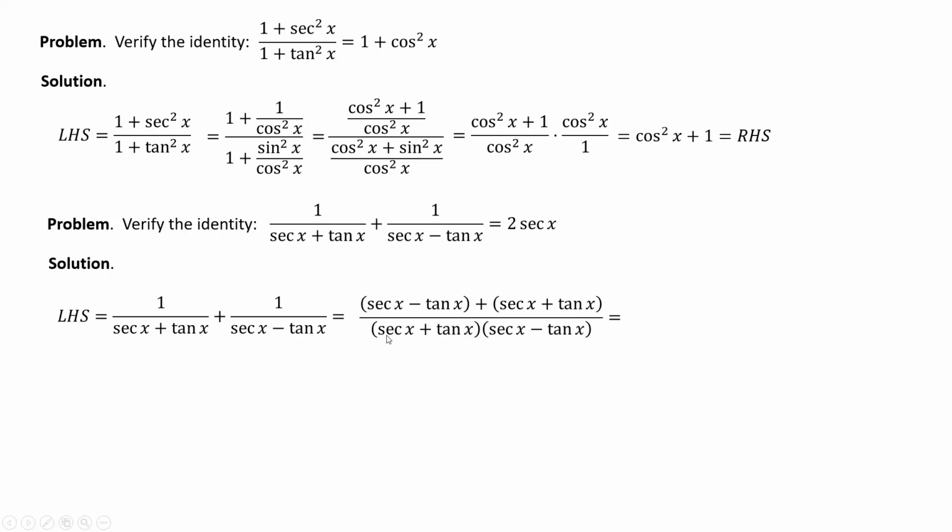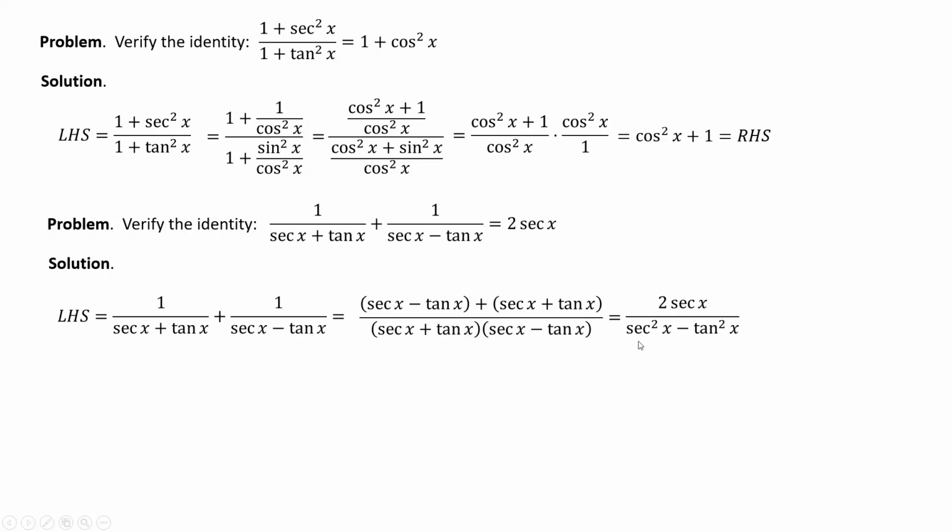In the denominator, again, look at this, a plus b times a minus b, the difference of squares showing up. So using that, this is nothing but secant square x minus tangent square x. So 2 secant x on the top and secant square x minus tangent square x in the bottom. Okay, that's fine, but we are supposed to show that to be 2 secant x. What?